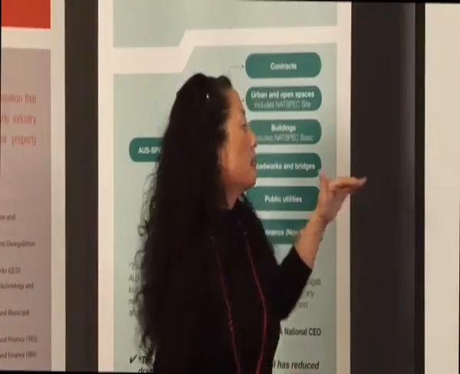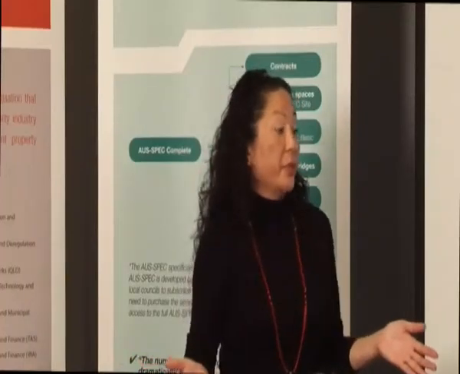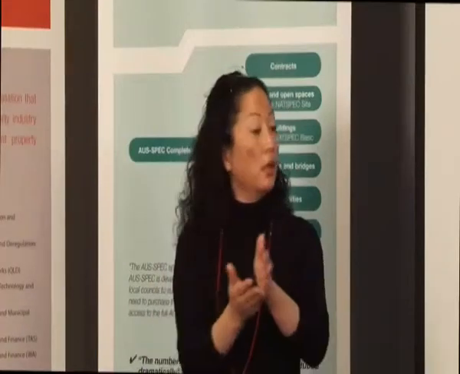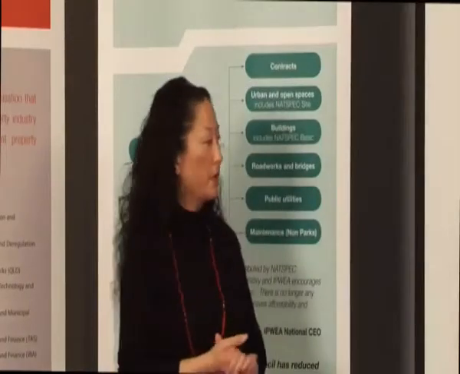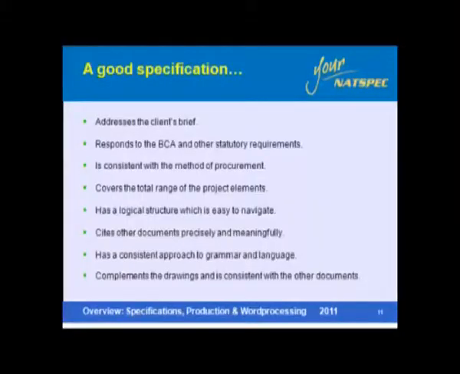So you can see that the classification system is quite important so that you can find the work sections. If you subscribe to, say, Building Professional, for example, there are over 400 work sections in there that you would choose from to build up your specification. So you need to know where you're going to find all those work sections. You want to make sure that the specification cites other documents precisely and meaningfully. You're not just referencing a document because it seems relevant to what you're specifying. You want to make sure it's a precise and meaningful reference.